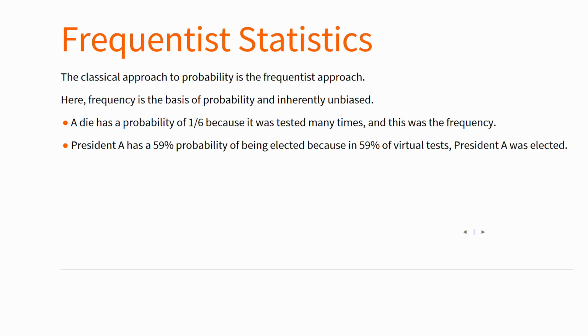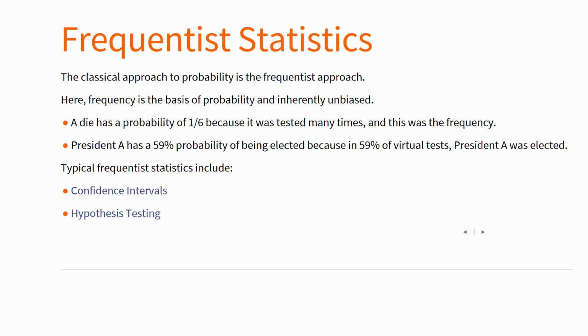President A will be elected at a 59% probability because 59% of virtual tests elected A. This course uses the frequentist approach. Typical frequentist statistics include confidence intervals and hypothesis testing.